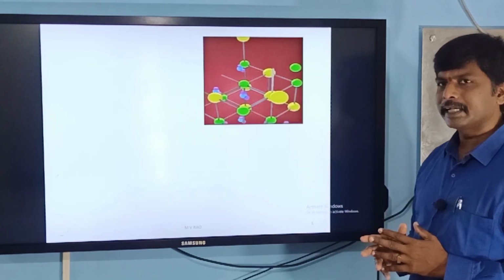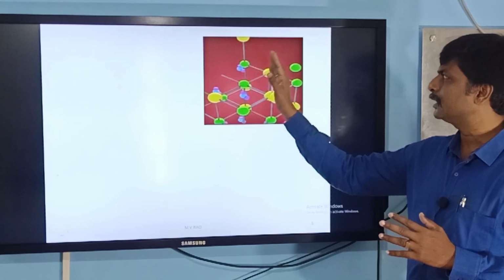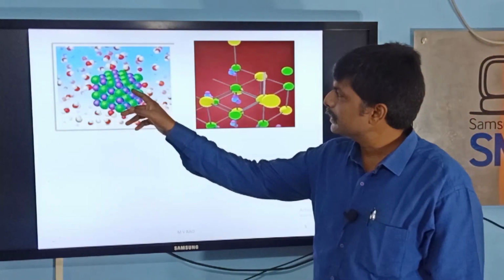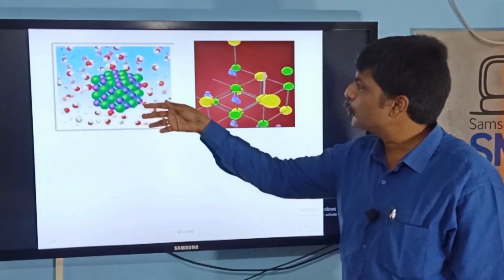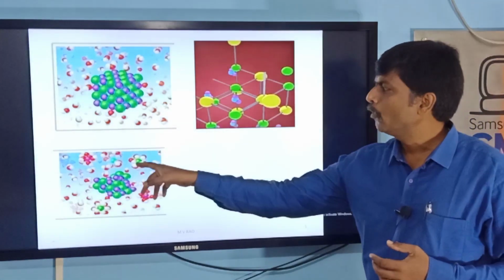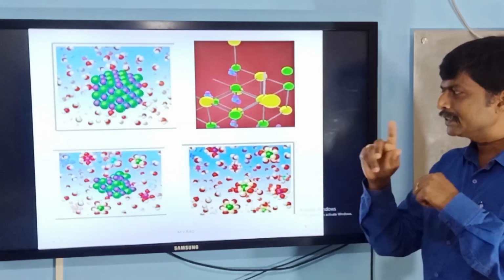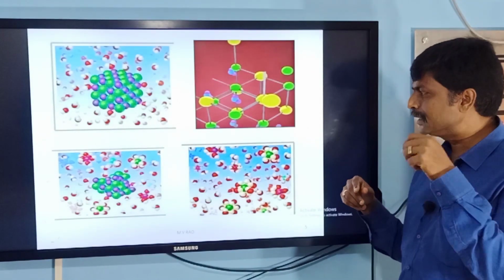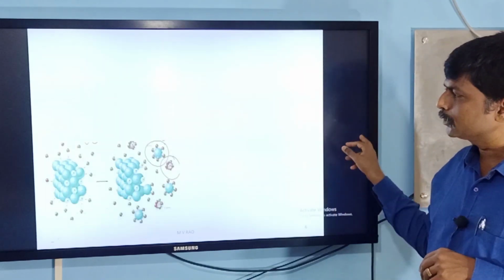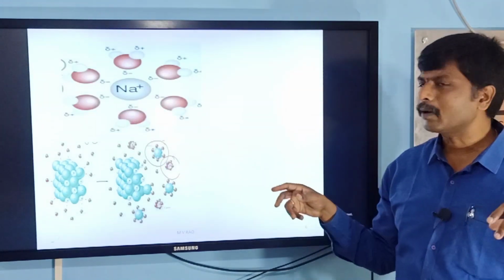This is the sodium chloride crystal. In the crystal, oppositely charged sodium and chloride ions are arranged. When this crystal is dissolved in water, the sodium and chloride ions are attracted by water molecules. Each Na plus ion is surrounded by the negatively charged oxygen ends, and similarly each Cl minus ion is surrounded by positive charge. You see here, each Na plus ion is surrounded by water molecules.